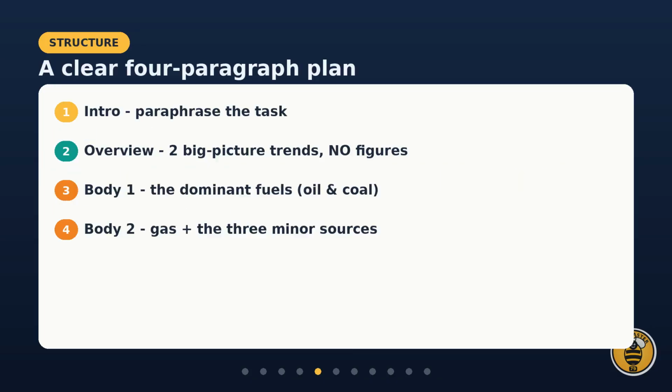Now the plan. 4 paragraphs. An introduction that paraphrases the task. An overview giving the 2 big trends with no figures. Body 1 for the dominant fuels, oil and coal, and body 2 for gas and the 3 minor sources.